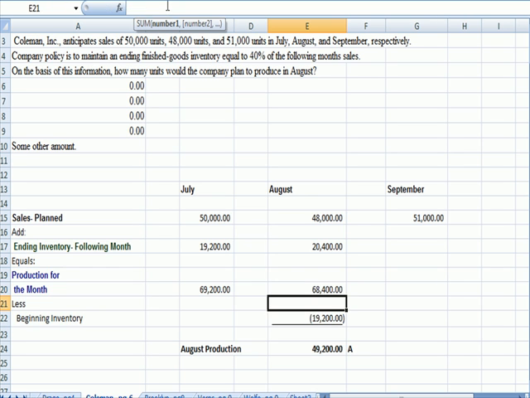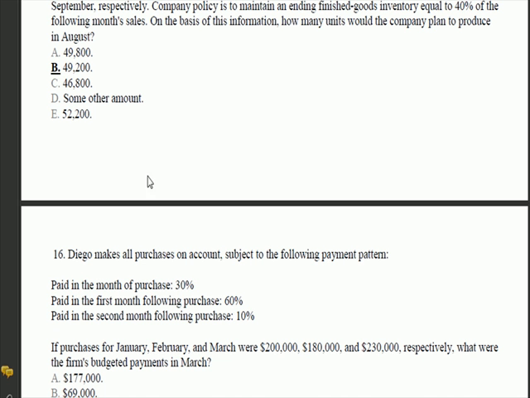And then we can subtract the ending inventory from the prior month, the 19,200 that we were maintaining to cover the beginning of August sales. And if we add that all up, we get the production that we need to do for August. 68,400 production less beginning inventory equals 49,200. If I go over to my Excel, there's the answer. Over to my question, there's the answer, B as in boy.